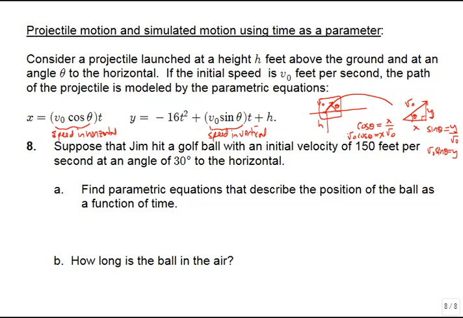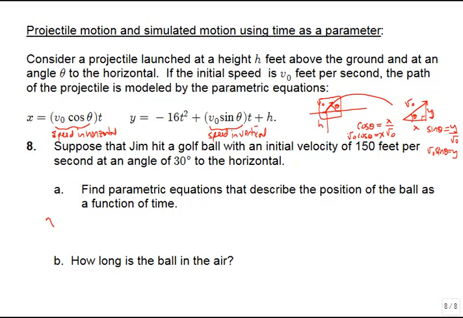So suppose that Jim hit a golf ball with an initial velocity of 150 feet per second at an angle of 30 degrees to the horizontal. Find parametric equations that describe the position of the ball as a function of time.